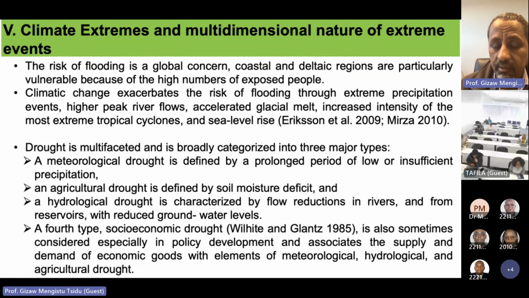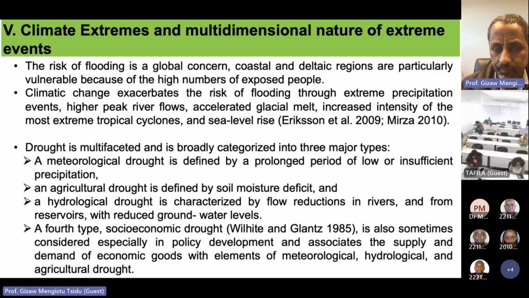In the polar regions, such as Sweden and Norway, glacial melt could lead to flooding, because most of the ice melt will flow into rivers. So these extreme events are affecting every region.